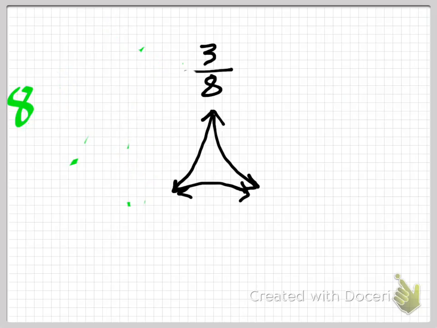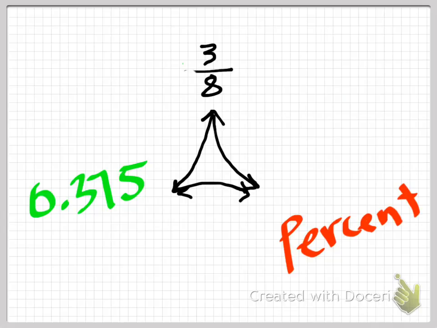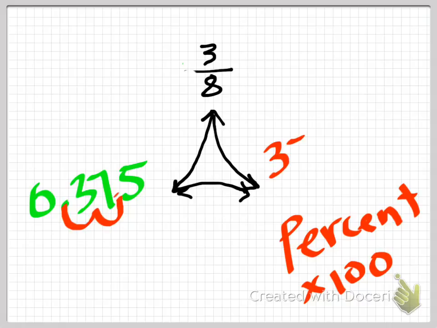And bear with me. Okay. So now I have my decimal. And to go from a decimal to a percent, I'm going to multiply by 100. So what am I going to do? I'm going to move this over twice, and my percent is now 37.5%.